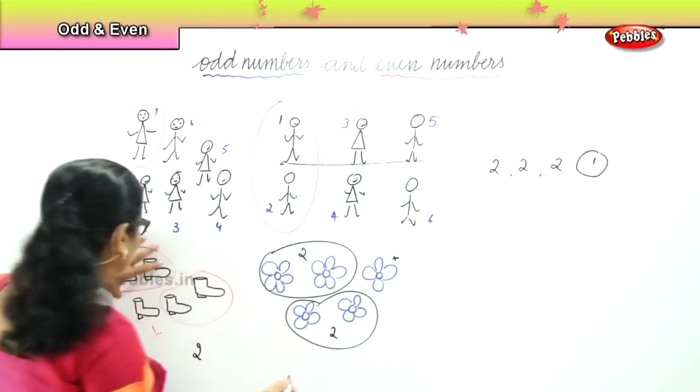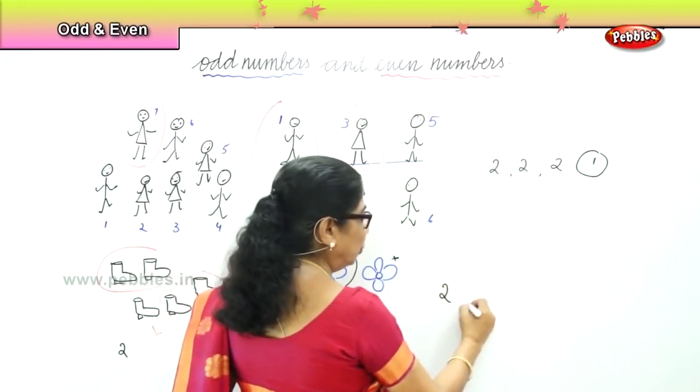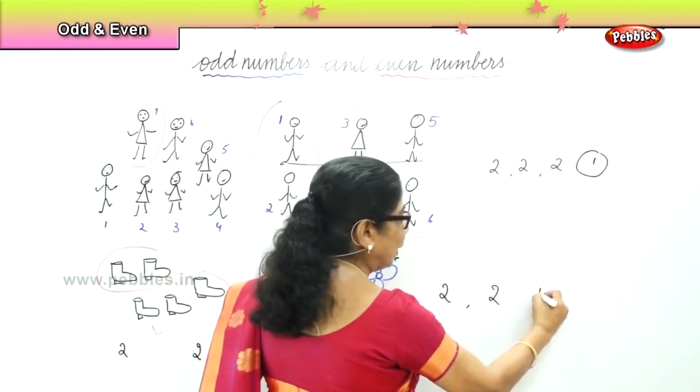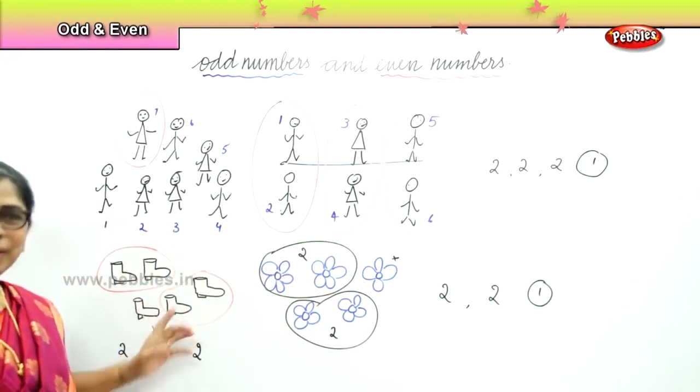And here you have two friends just like this. Two together, we have group two and two, and then we have one out. Same here, two and two, you have one out.